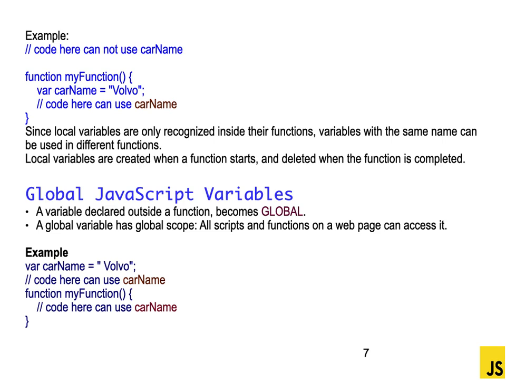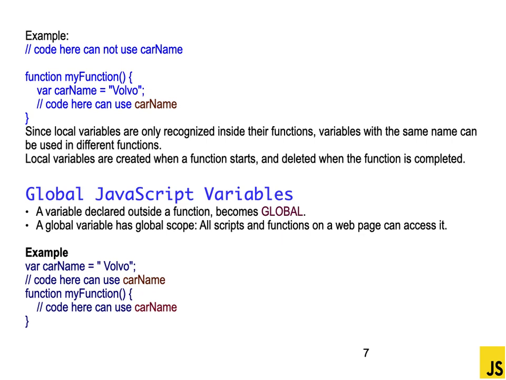So see the difference between the two examples. In the first example, carName is placed inside my function, that is a function. So it has a local scope that is available only inside that my function. On the other hand, in the second example, we have placed that particular carName variable out of that particular my function.